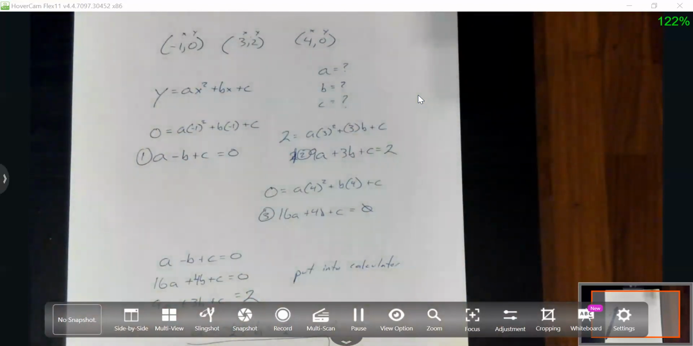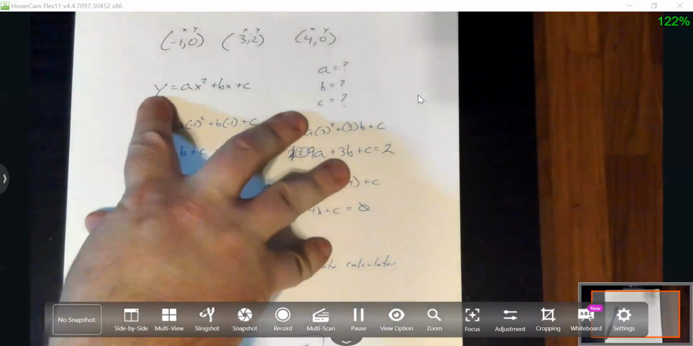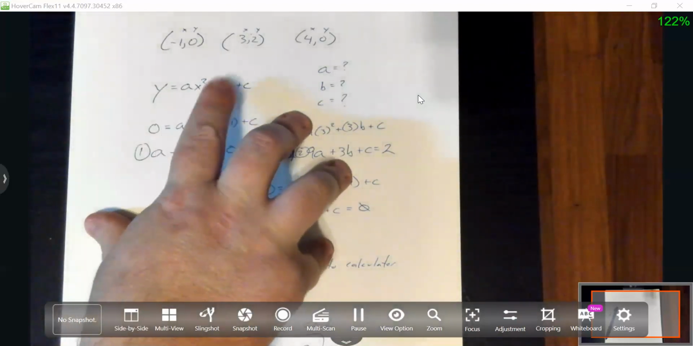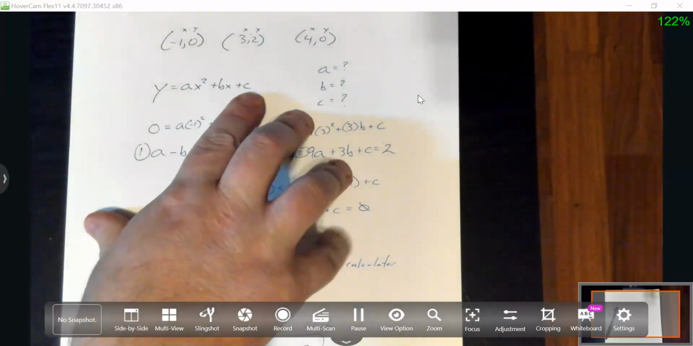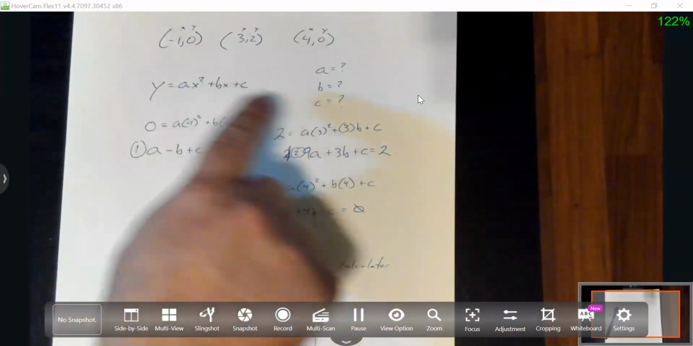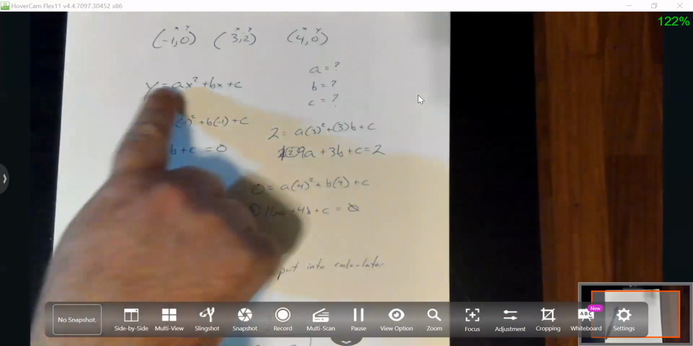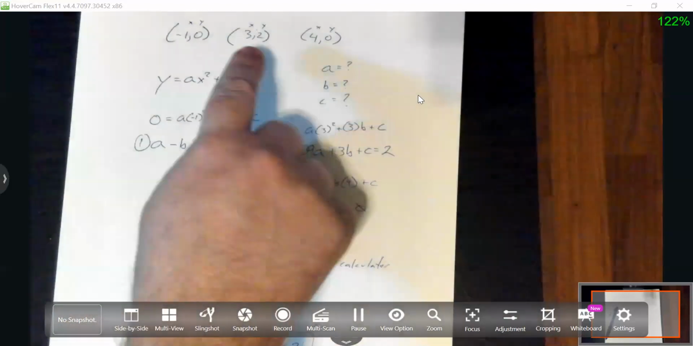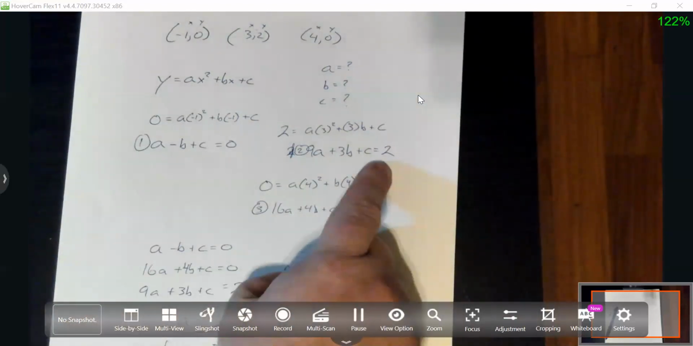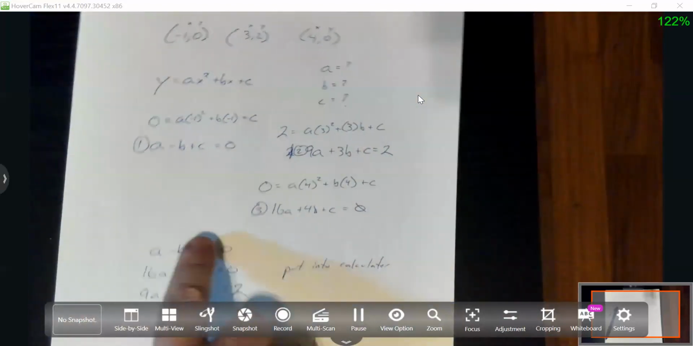If you don't know what to do with those points, you can't see any shortcut to help, then we dump it right into our generic form, ax squared plus bx plus c. Plug in each of those points to form a different equation. So I plugged in -1, 0, and I got this. I plugged in the 3, 2, I plugged in the 4, 0. That gives me my 3 equations.